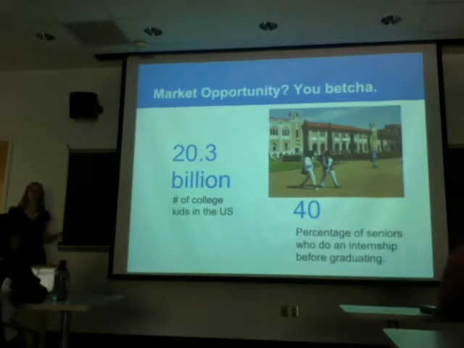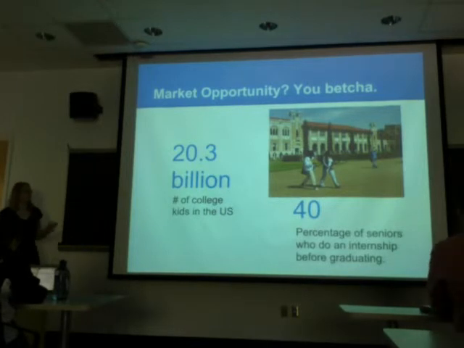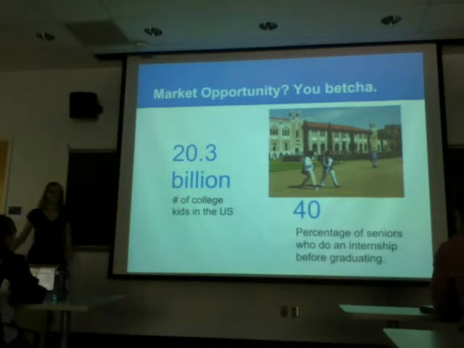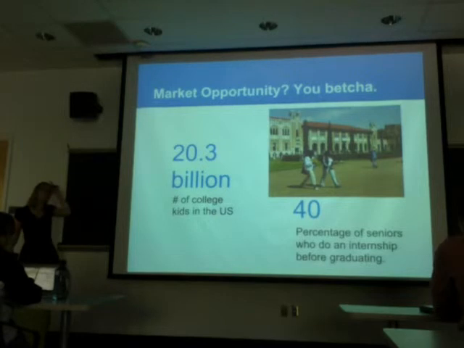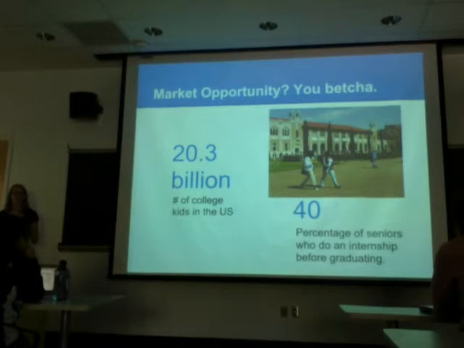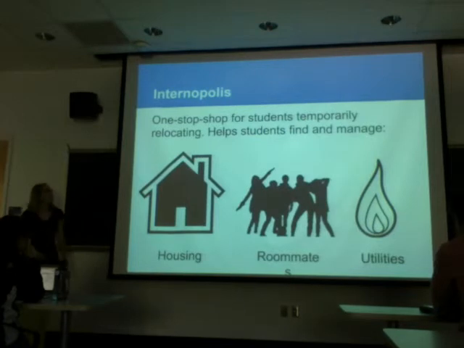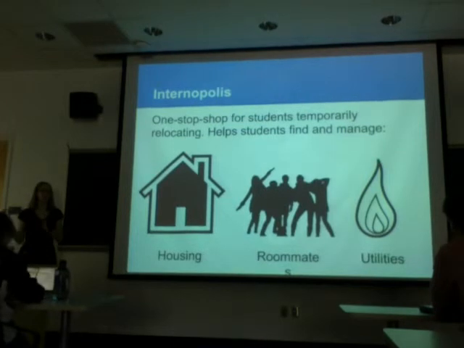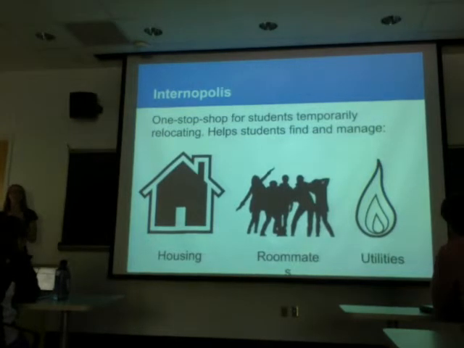And I'll preface it by saying that this is a big opportunity. There's not 20.3 billion college kids, there are 20.3 million. It was early this morning. And of those kids nationwide, 40% will do an internship before they leave college. And in the case of Olin and a lot of engineering schools, they do a lot of internships, like maybe 2 or 3 in their college career. So I created a one-stop shop for students to find housing, roommates, and manage all their utilities and group living things, and it's all in one place. So it's almost like a Pinterest type concept for roommates to collaborate on finding all these different things.